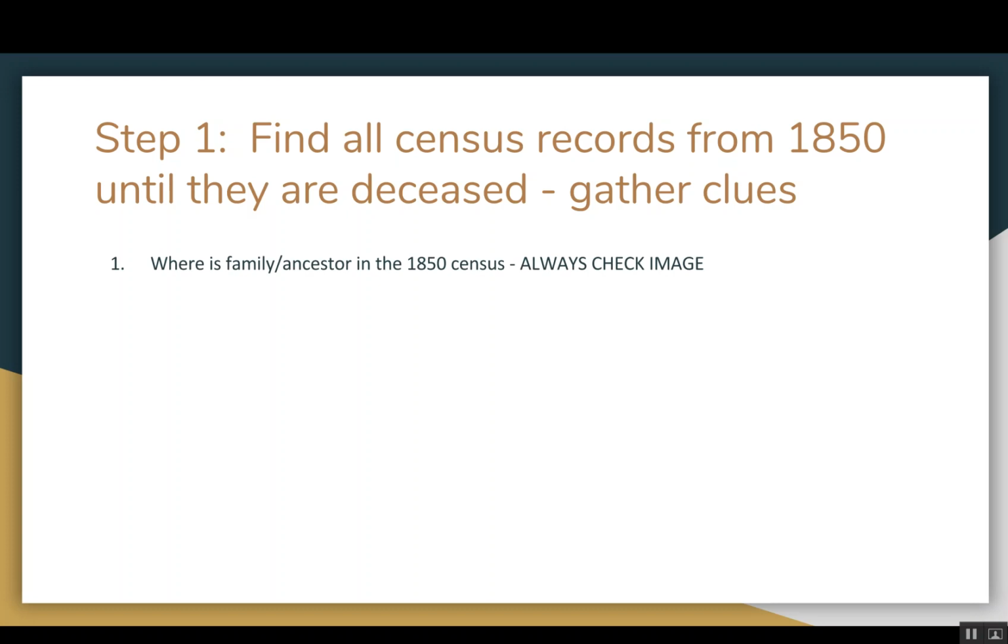So where is your family or ancestor in the 1850 census? Once you find them in that first census, make sure you check the image. Always check the image because you're going to find more clues. For instance, when you check the image, you can see who his neighbors are. Could they be a sibling? And if it's a sibling, you could look for them, and maybe you'll find information about parents from that.